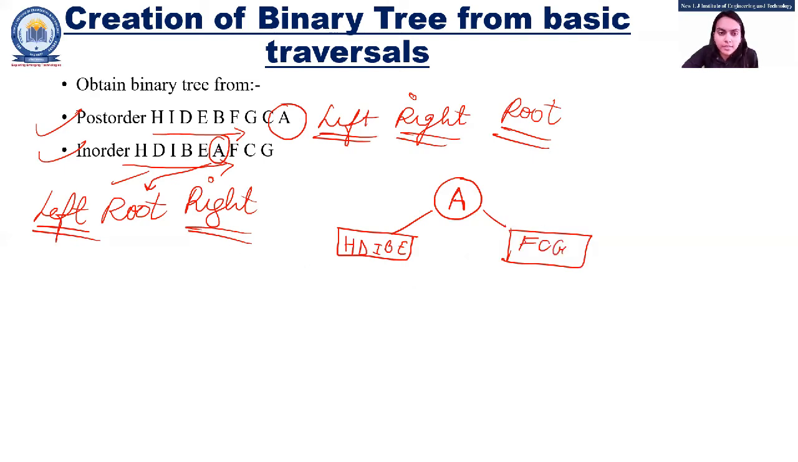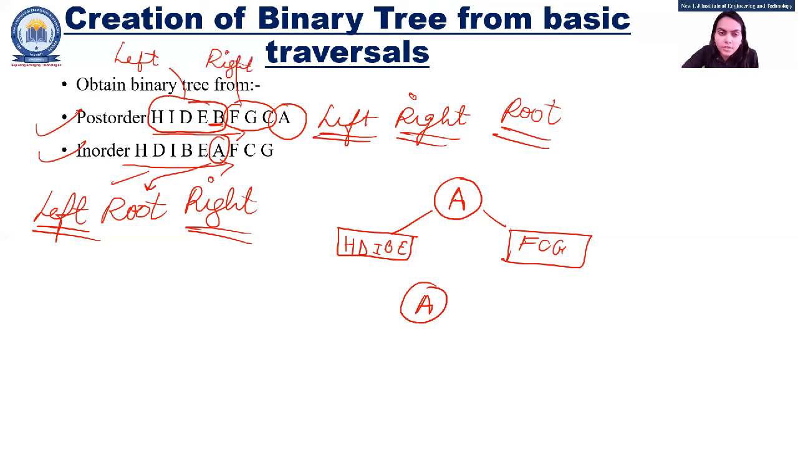Now the next part is, so now we have got this. So now we have this A. Now among this H, D, I, B, E, we will find where they are in the post order. So here if you see these 5 sequence, this is the post order. Now again from this, can you see this B? B is at the end. So this is the left side. F, G and C is the right side and A is the root.